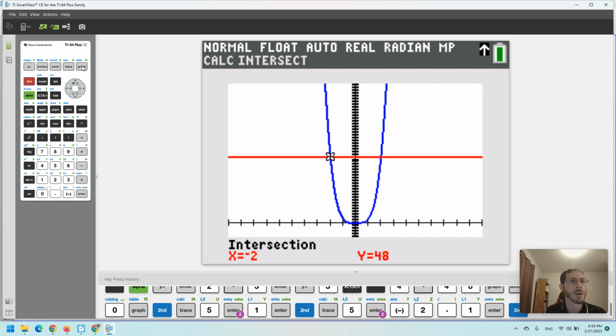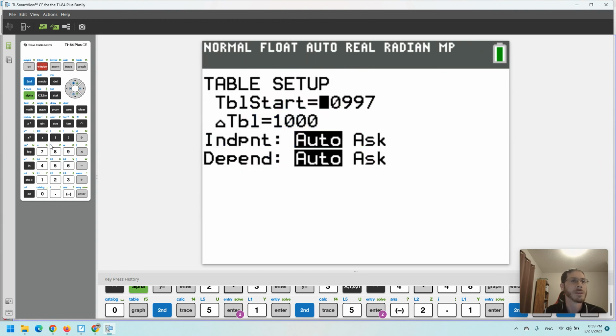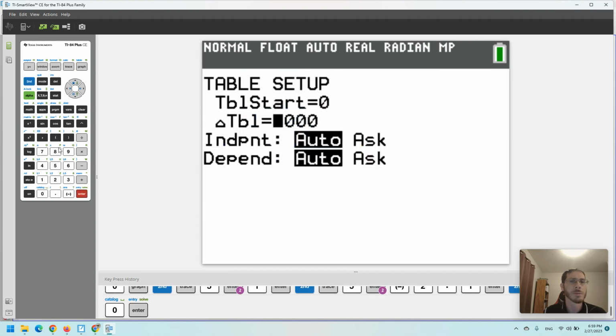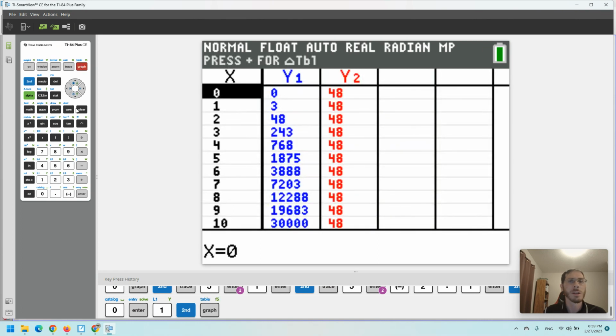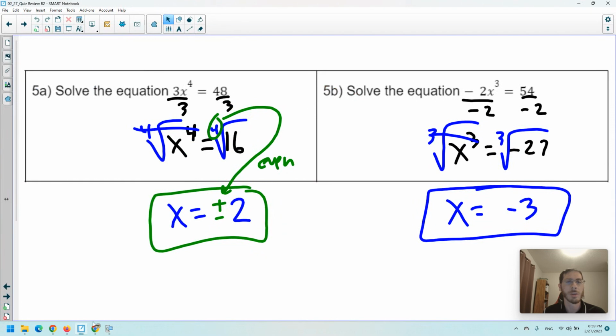Just remember our other option. I definitely need to set my table back to normal. Start my table at 0, go up by 1, and I can look in the table. When we're looking in the table, we're just looking for places where the y values are equal. So here I can see it very clearly at -2 and 2. As long as there's no fractions, that's pretty nice. If there are fractions, you might have to do a little bit more calculator work, but the intersect feature will still work out. And you can do the same thing with -2x to the 3rd equals 54.